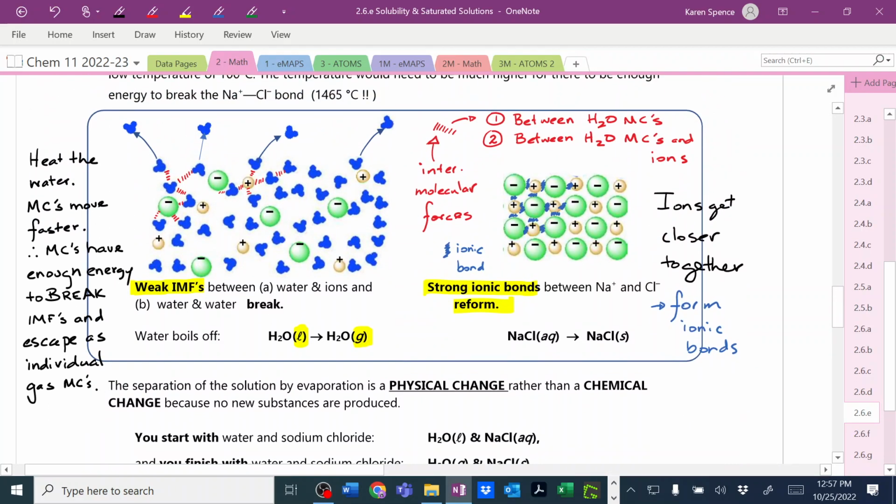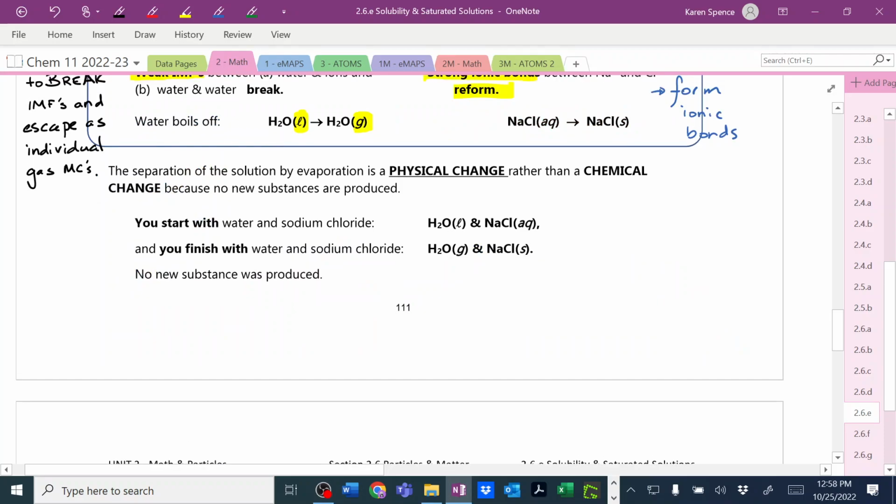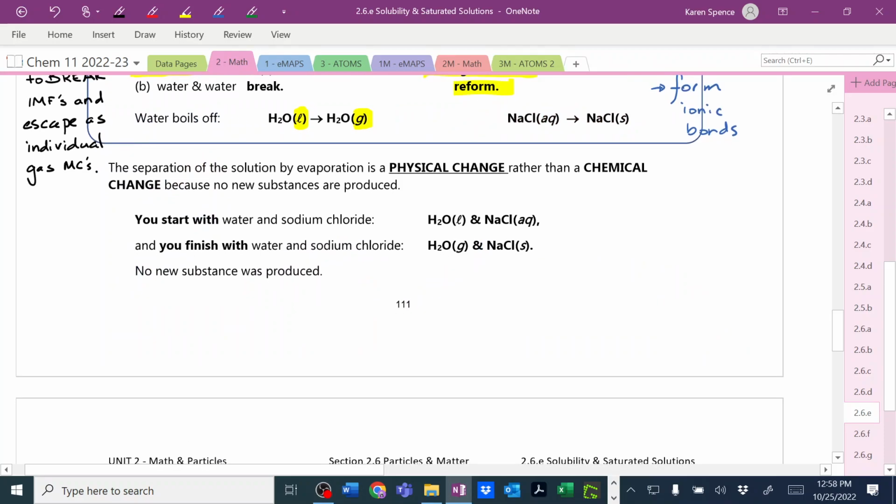What kind of bonds are forming? Ionic bonds. When salt water evaporates, what kind of bonds are forming? Ionic bonds. What kind of things break? Intermolecular forces. What kind of things form? Ionic bonds. What kind of things break? Intermolecular forces. I'll have you guys doing a whole musical by the end of this.